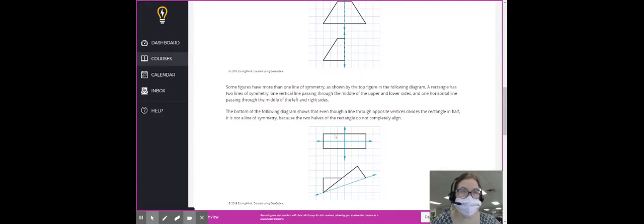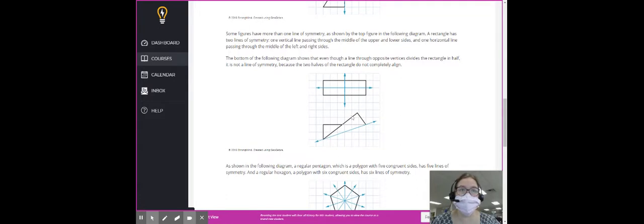A rectangle, if we folded it vertically or horizontally, would have reflectional symmetry, but if we folded it on the diagonal, it would not line up. So there's only two lines of symmetry.